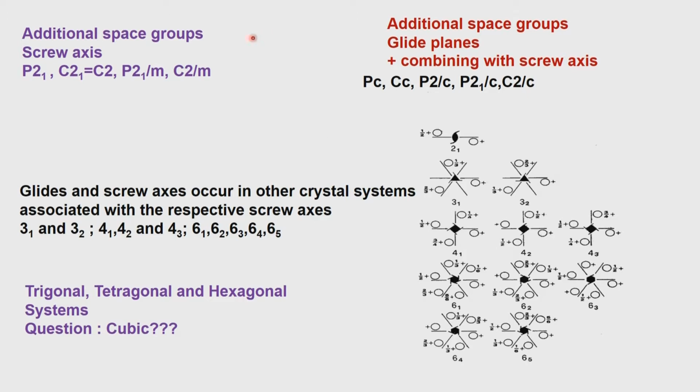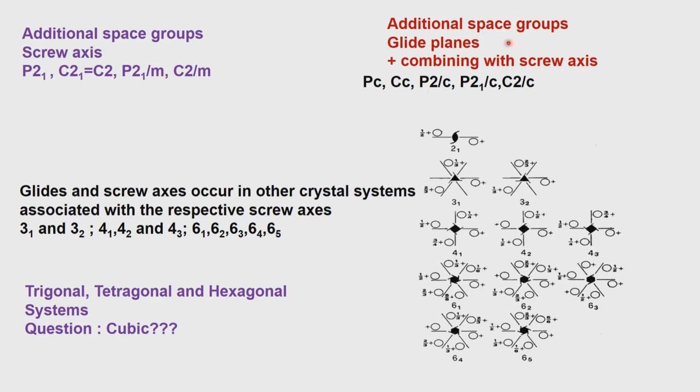Now, the additional space groups you will get from the 2 1 screw axis are P21. You can also get C21. We will later on show it is nothing but C2. There is nothing called C21. We will show that in terms of derivation of the equivalent points, which is probably in the next class. And then we have the space group P21 by M, and since 2 1 cannot exist with the C glide, we will have C2 by M. So, these are the additional space groups over and above the 6 space groups we saw which have no translational component. Here the space groups have translational components.